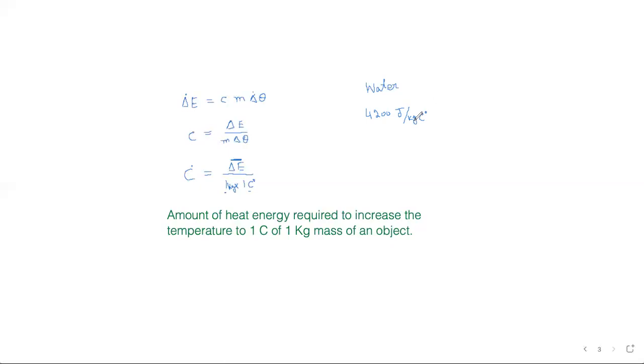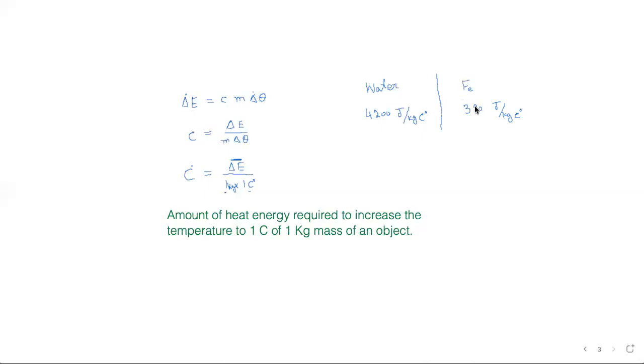Okay. Then, for example, we have iron. In the case of iron, we have a heat capacity of 390 joule per kilogram per degree centigrade. So here you can compare very easily between these two materials: iron is a metal and it is very easy to heat up.